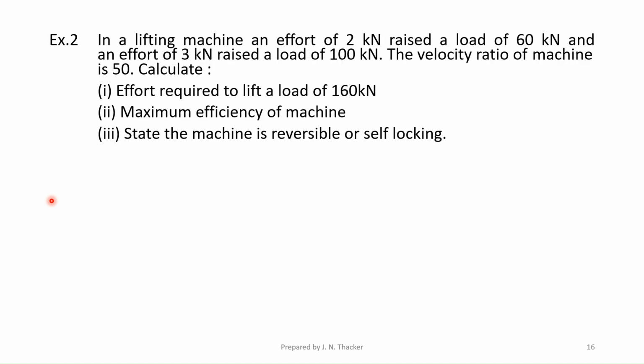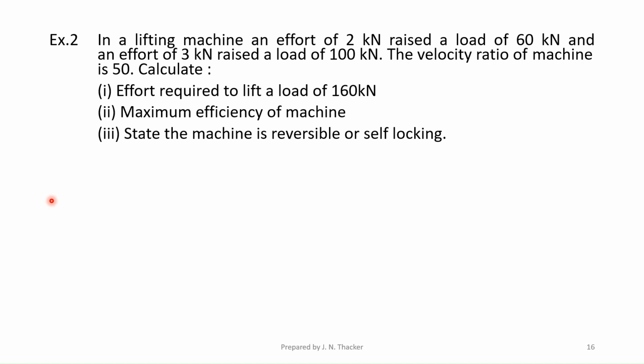Example number 2. In a lifting machine, an effort of 2 kilonewton raised a load of 60 kilonewton and an effort of 3 kilonewton raised a load of 100 kilonewton. The velocity ratio of the machine is 50. Right. So what is given here is, you are not given the law of machine, you are given two cases. That says that when effort P is 2, load W is 60, and when effort P is 3, load W is 100 and velocity ratio is 50.